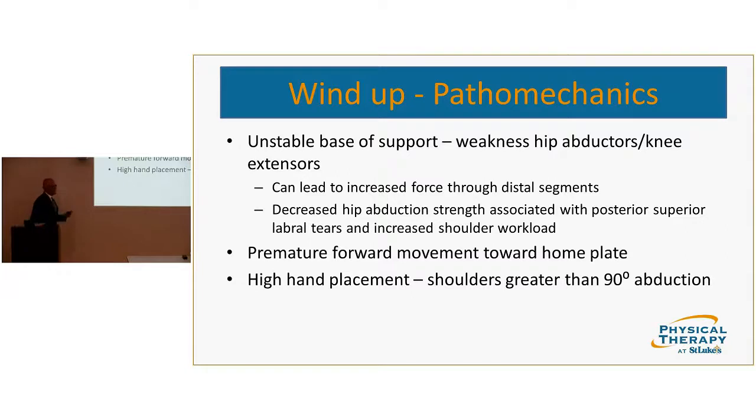So pathomechanics, again, I allude to it when I'm talking about normal: unstable base of support, weak hip abductors, knee extensors. Decreased hip abduction strength is associated with posterior superior labral tears, that's in the literature, and increased shoulder workload. Again, that's that part down the road. The workload's going to get taken up somewhere. We'll talk about acceleration and then deceleration, what's occurring at the bicep, from an eccentric load standpoint, which may put more added force on the superior labrum.